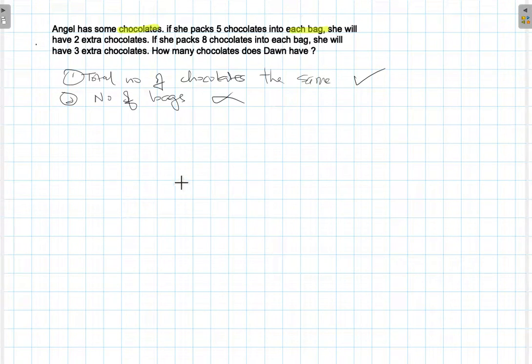So my approach in doing this kind of question is, I have to do the multiples until I make sure the one where I pack 8 per packet and the one where I pack 5 per packet will give me the same total number of chocolates. And then this is how I find the number of chocolates Dawn has. Okay? First, if I pack 5 in the packet.